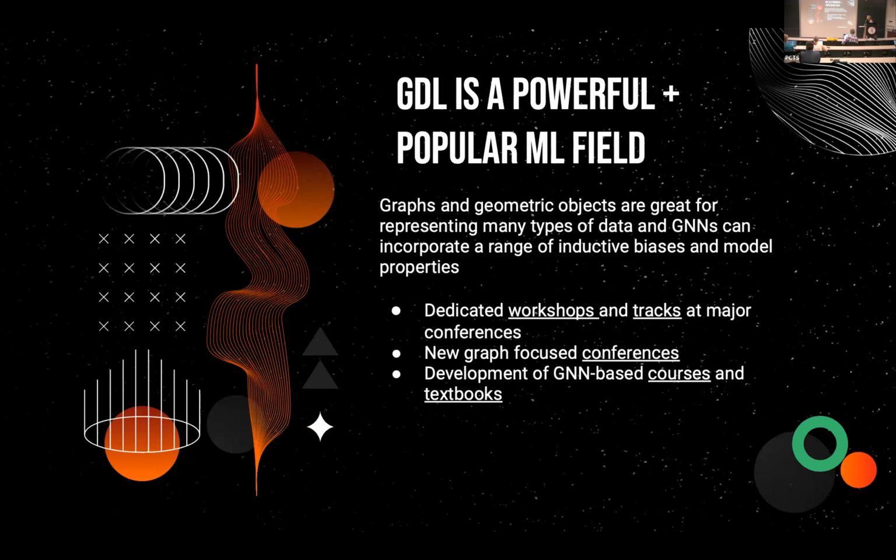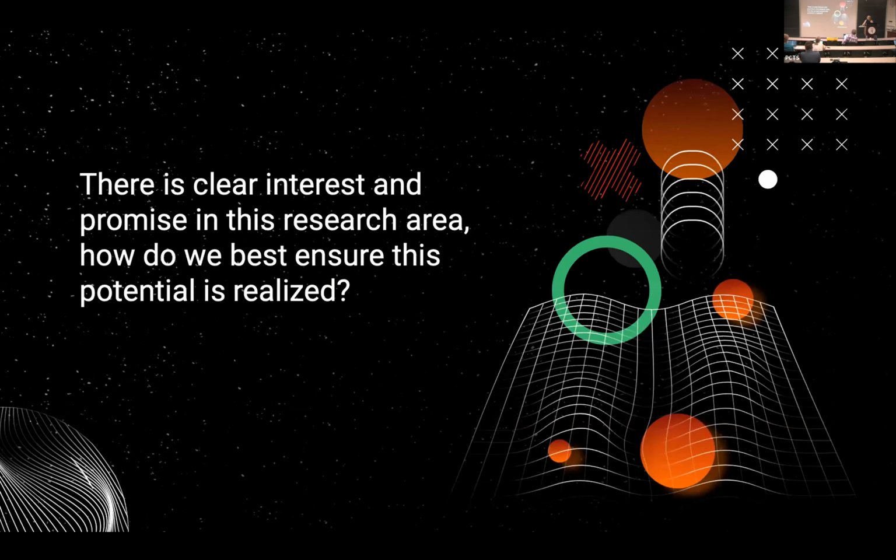There are dedicated workshops and tracks at things like NeurIPS, focused just on GNNs. There's a new graph focused conference that's happening this winter, I believe. There are courses and textbooks and things. So it's a really exciting field. But how do we ensure that this potential is realized, that it actually means anything for the kind of physics that we do? That's the motivation for why we put this workshop together.